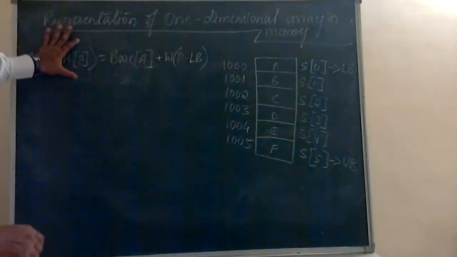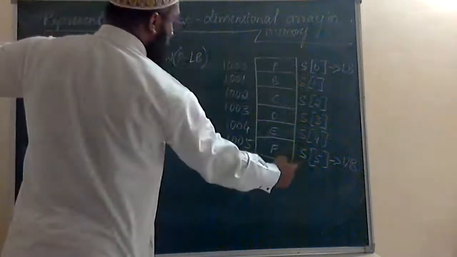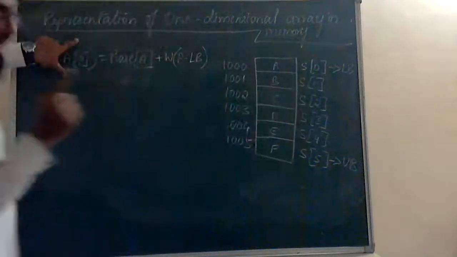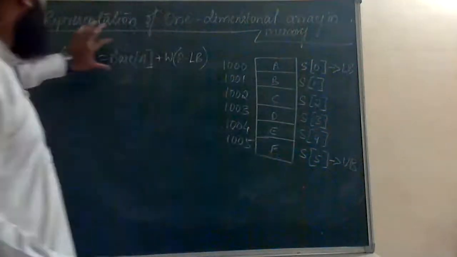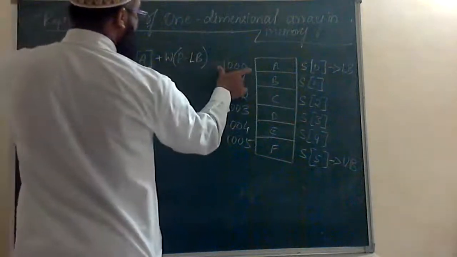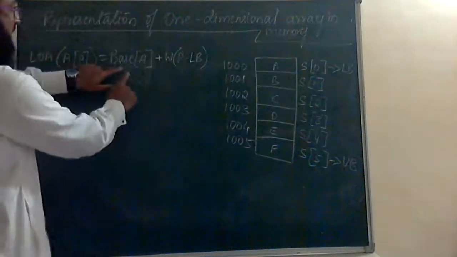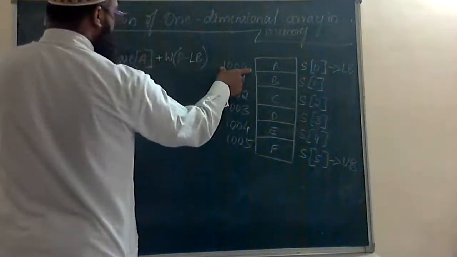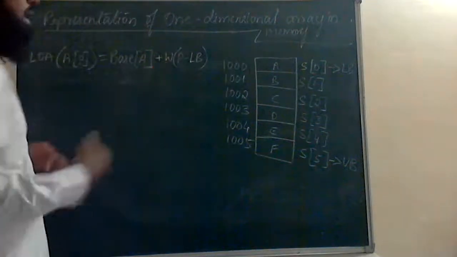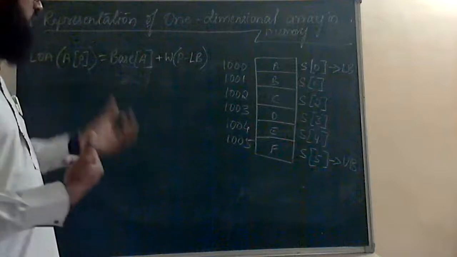A of P can be taken as the index of an array. A of P represents the index of an array. Base A means the starting address of an array. A of P is the index of the array. Base A is the starting address of an array. W means the number of words in an array.